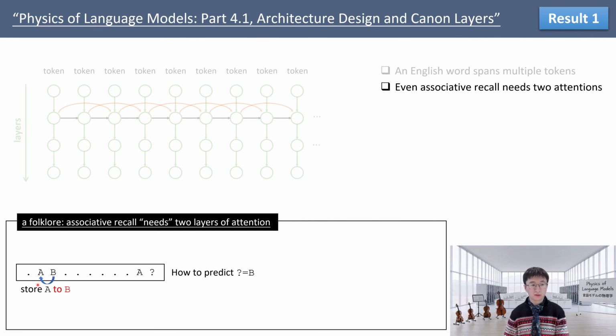The first attention has to be able to store the information about A into its next token's position. And only after that does it allow you to perform the standard attention. That is, you can use the key of A to retrieve the value of B by attending to this position. So associative recall actually needs two layers of attention.